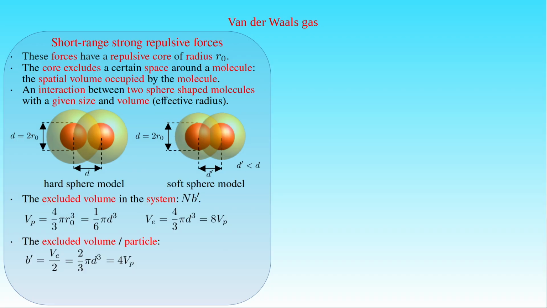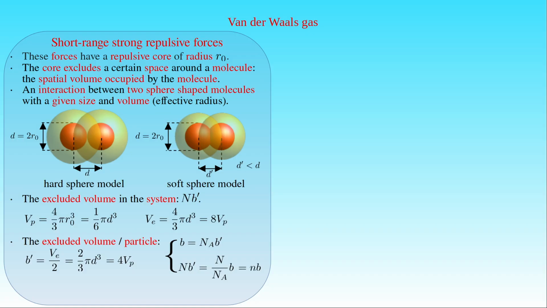Because we normally use the amount of species instead of the number of molecules in the system, we introduce the parameter b defined by the product of Avogadro's number Na and the excluded volume per particle b'. Then the excluded volume in the system given by N times b' is equal to N over Na times b. The ratio is simply the amount of species n in the container, and the excluded volume in the system is equal to n times b.